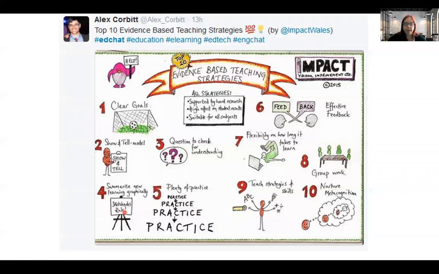Now, in one of your readings, you had the top 10 evidence-based strategies. Let me just go over this graphic real quick for you. So first one is clear goals. When you are clear about what you want students to learn by the end of the lesson, and students know what they are expected to learn by the end of the lesson, you're going to see a lot better results because everything you do is aligned to that goal.